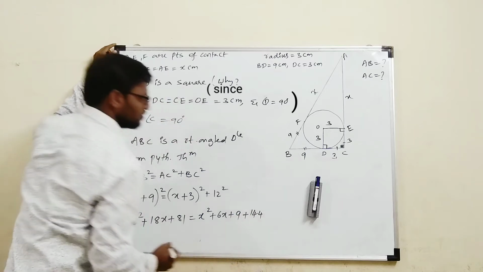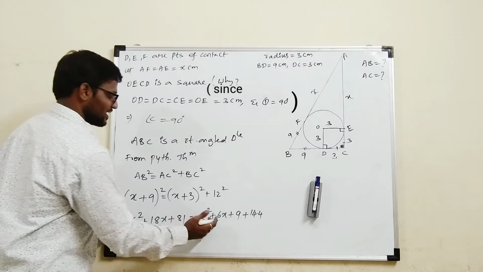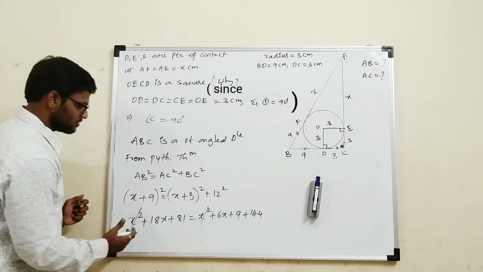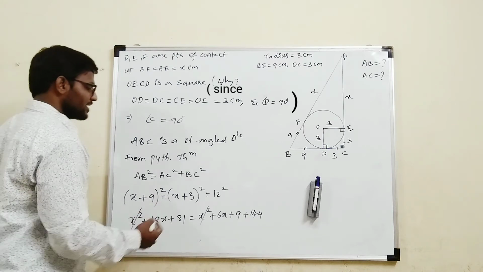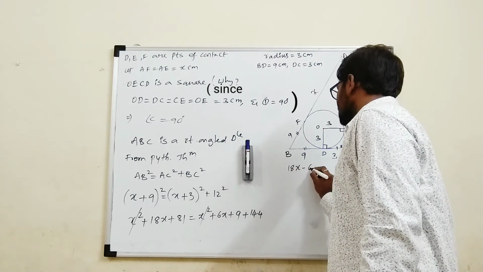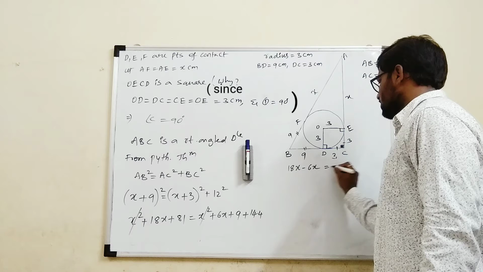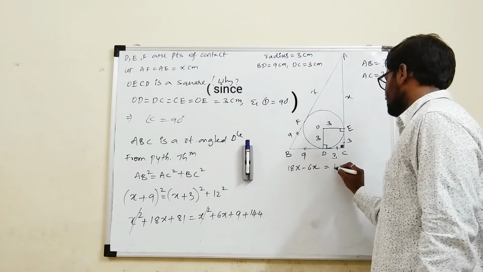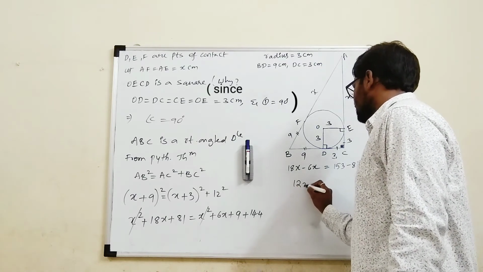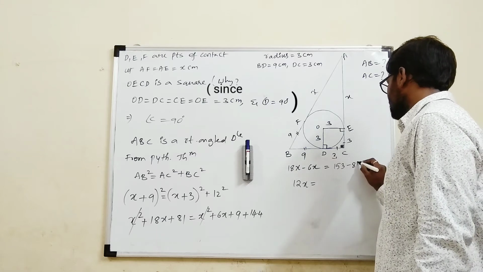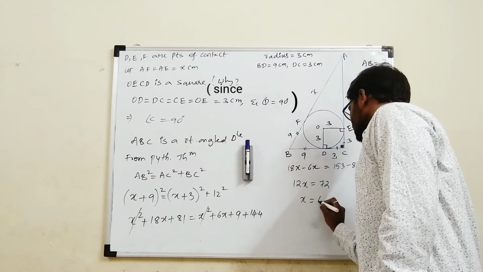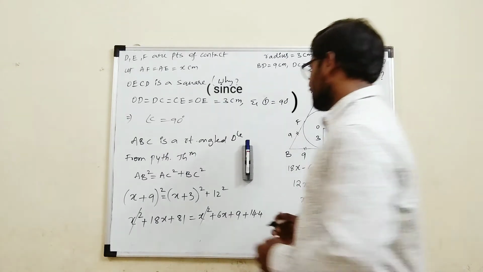x square plus 18x plus 81 equals x square plus 6x plus 9 plus 144. Now x square on either side has the same sign, so x square and x square will get cancelled. 18x minus 6x equals 144 plus 9, that is 153, minus 81. So 12x equals 153 minus 81, that is 72. x is equal to 6 centimeters. We got the value of x.